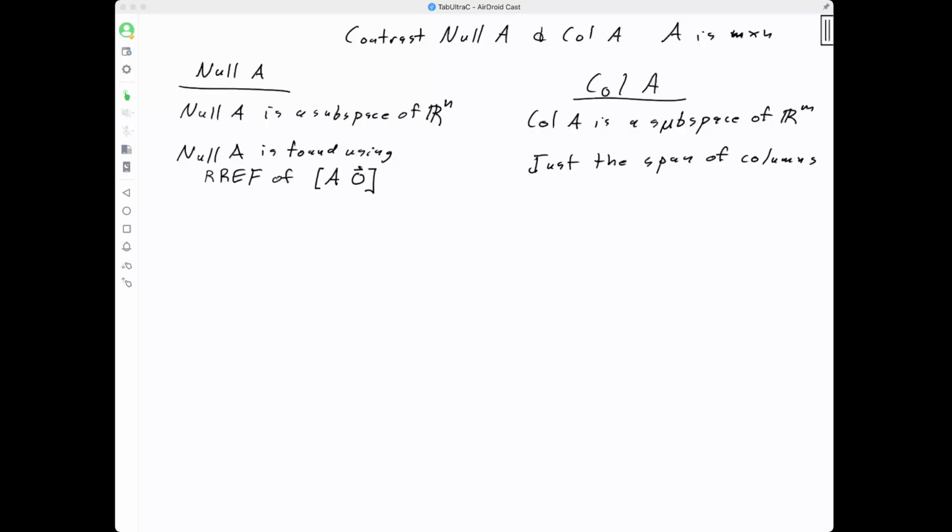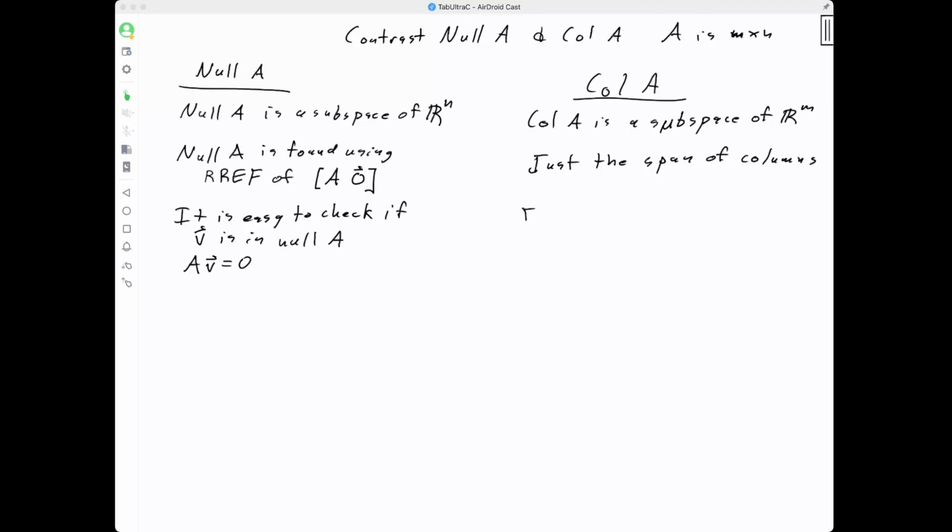However, we can think of it the other way if we're checking for a specific vector. It is easy to check if v is in null A. All you have to do is show A times v equals 0. When you do that multiplication, if it works out, then v is in the null space. It is difficult to show that a vector is in the column space.